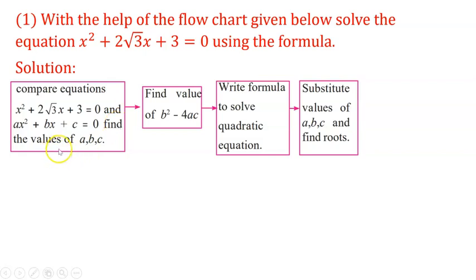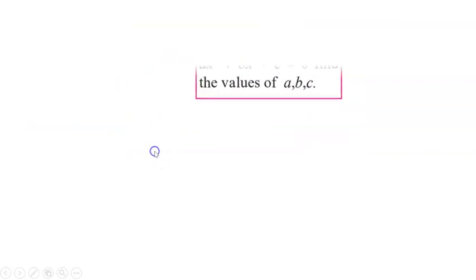Find the values of a, b, c. Find the value of b square minus 4ac. Write formula to solve the quadratic equation. Substitute values of a, b, c and find the roots. Okay, according to this flow chart we have to solve the problem. We will solve this quadratic equation with the help of formula. Okay, now let us start.